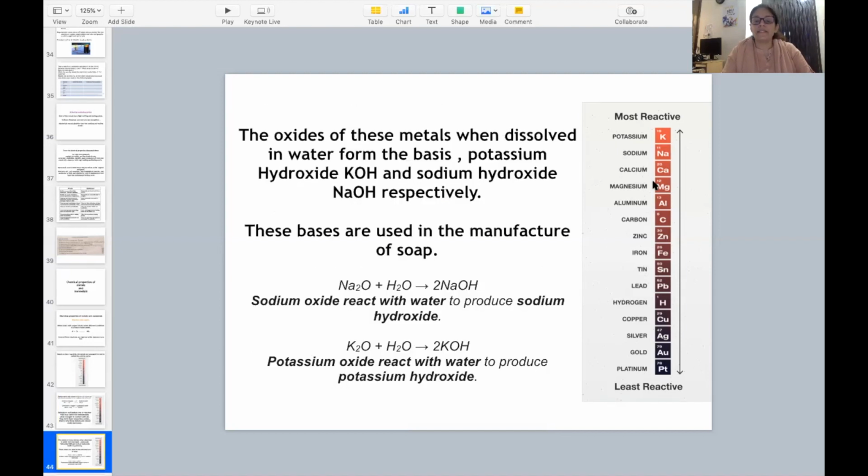Then next, these potassium and sodium, when they form metal oxides, if we dissolve these metal oxides in water, what will happen? Metal hydroxides are formed. Sodium oxide reacts with water to produce sodium hydroxide, and potassium oxide reacts with water to produce potassium hydroxide. Now these hydroxides are basic in nature and are used for making soap. Clear?